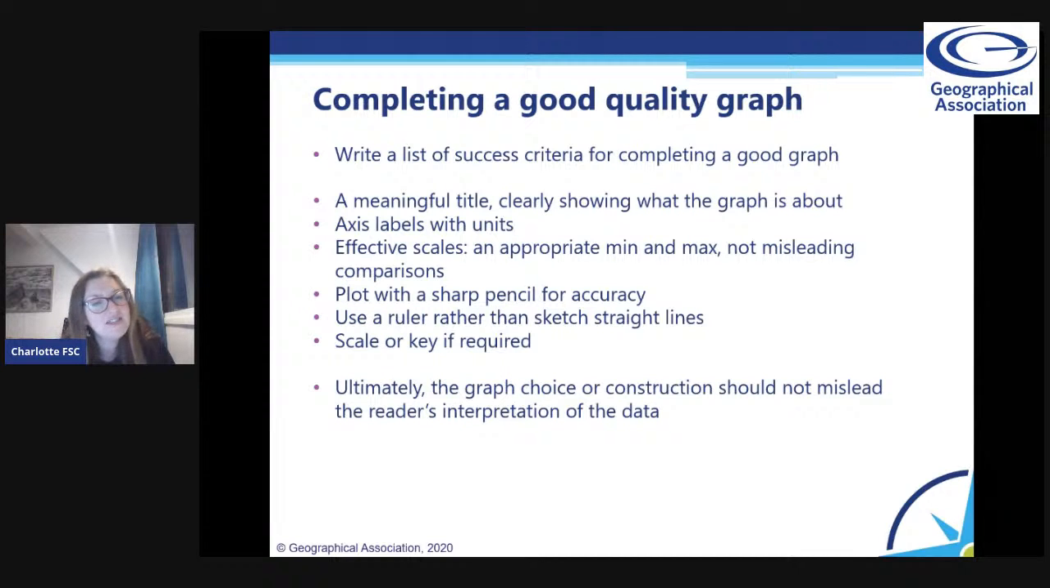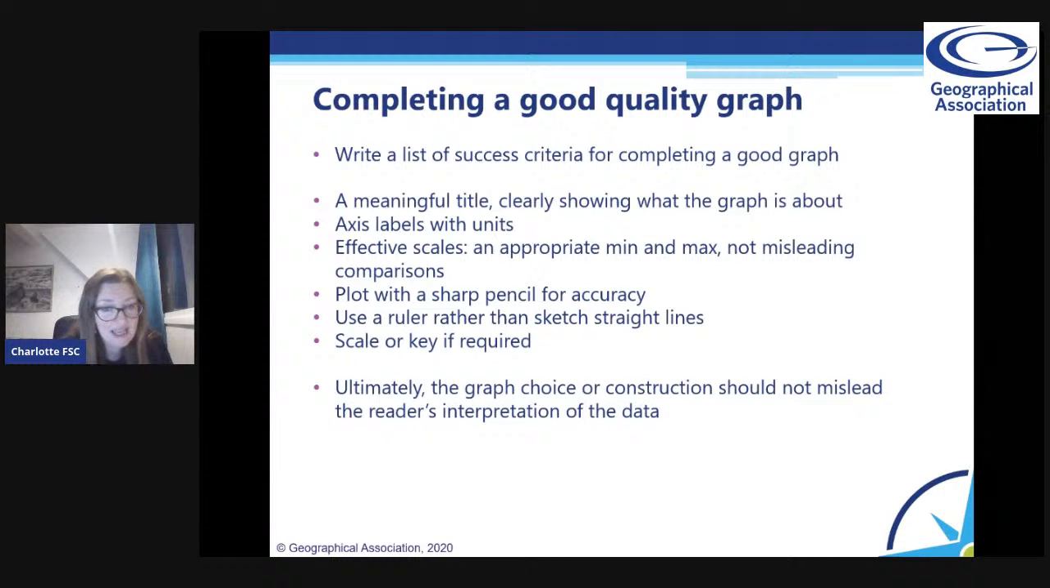You should use effective scales. So an appropriate minimum, maximum, not misleading comparisons either. If both axes are showing in meters, don't make one really stretched out and one really squashed, because you'll make the trend look really weird. Plot it as well with a sharp pencil when you're drawing your graphs for accuracy. And use a ruler rather than a sketched line if you are putting in straight lines.